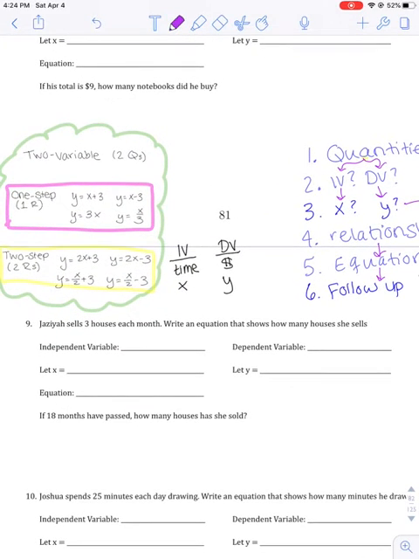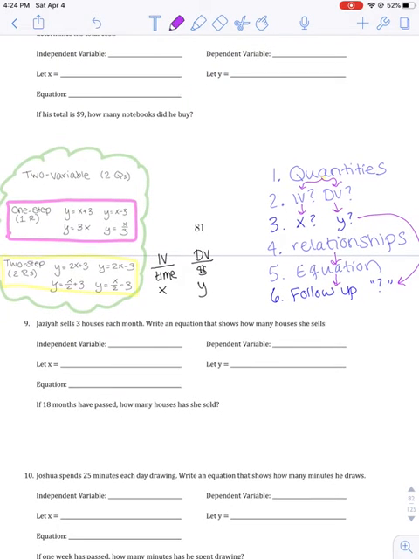All right, hopefully you are ready. Josiah sells three houses. I missed the number. Josiah sells 3 houses each month. Write an equation that shows how many houses she sells.